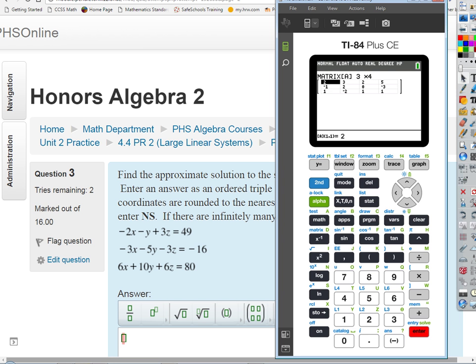So the first row is -2, -1, 3, 49. Next row is -3, -5, -3, -16. Last row 6, 10, 6, 80.